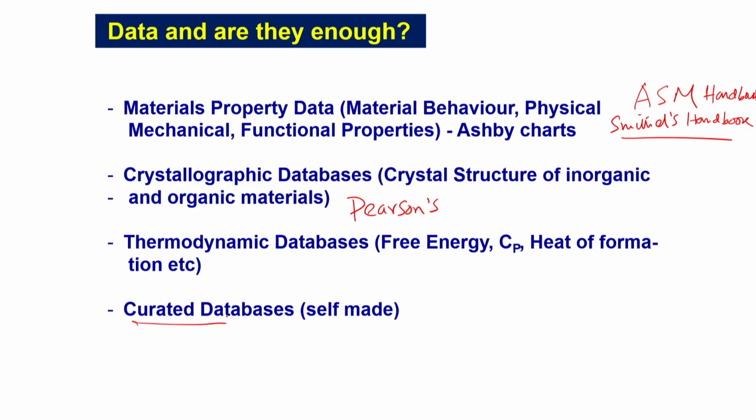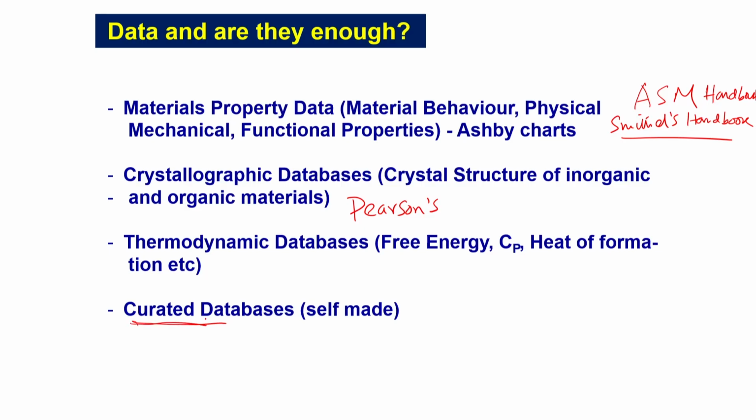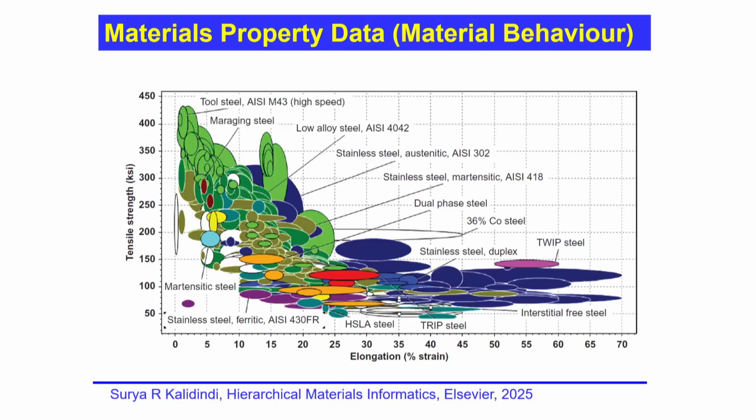Now, one can also make their own data. That's called a curated database, self-made. You can collect data from different sources and make data. Like, on a new material, data may not be available. You can collect all the papers, published papers, reports, everything, and use a natural language processing kind of model, collect data and create a database. That is what is called a curated database. Remember that curated database. Let us discuss each of these separately.